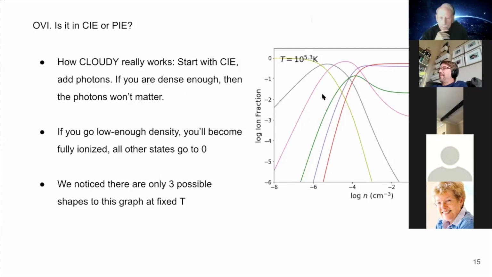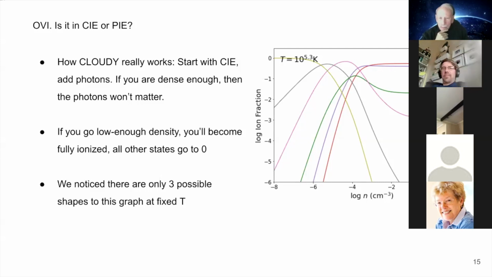So on the far right side, you're not bombarding with any photons essentially, and so all of these are basically stuck where they are. And as you go from right to left, you start to lose all of your states except the most highly ionized one, oxygen 9.